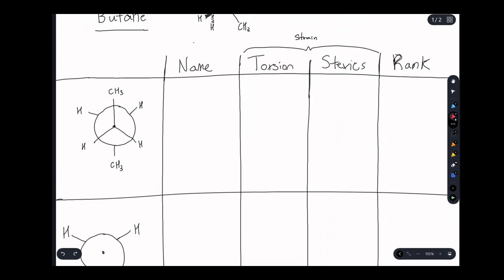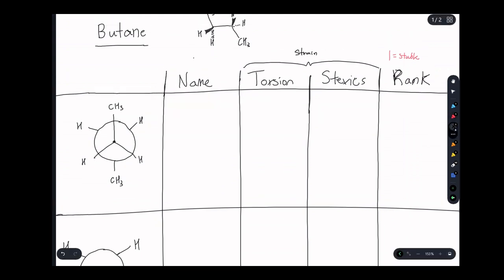Now, importantly, we're going to name these molecules, as well, or more specifically, name the isomers. We'll go through the different types of strain, either if there's torsional strain or steric strain, and based on that, we're going to rank the isomers, from 1 being the most stable to 4 being the least stable.